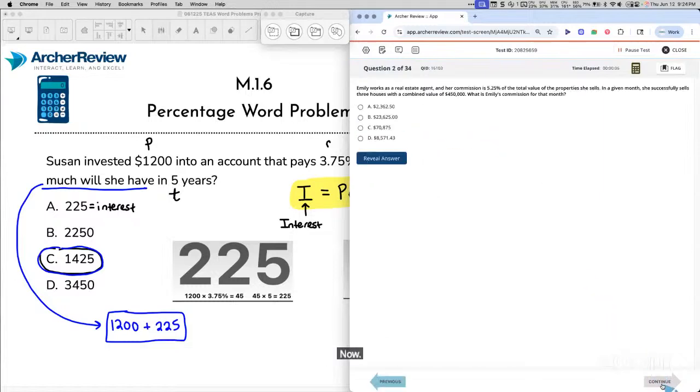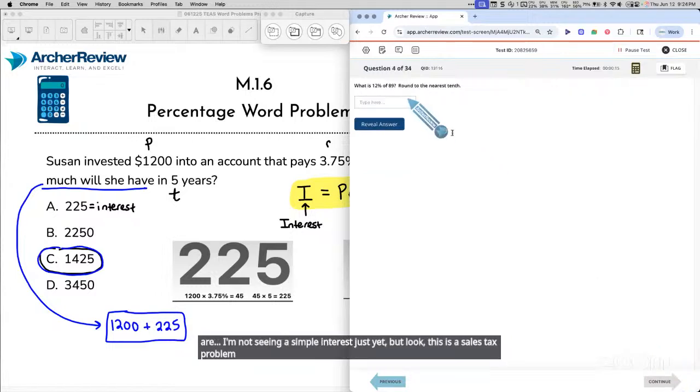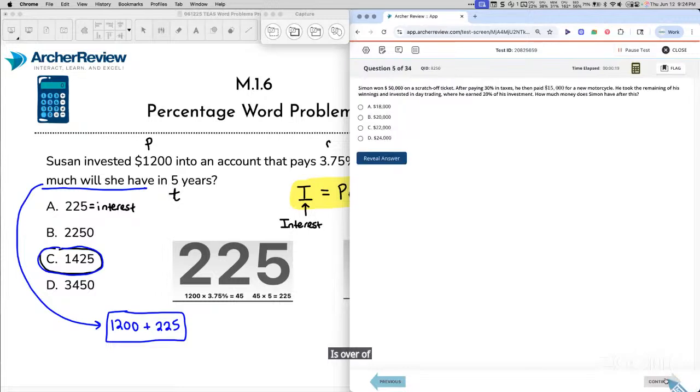Now, I can just go through a couple of these. I'm not seeing a simple interest just yet, but look, this is a sales tax problem. That's percentage base. Is over of, yes, definitely test worthy.